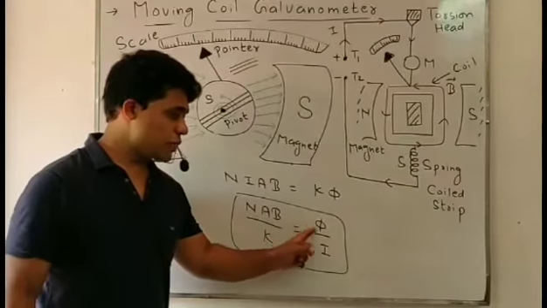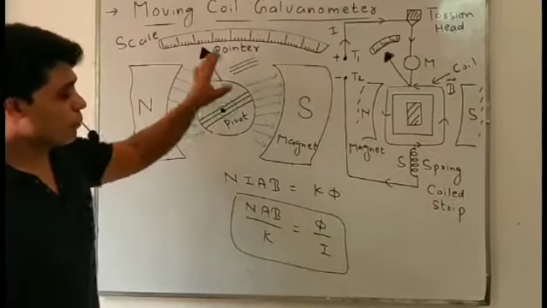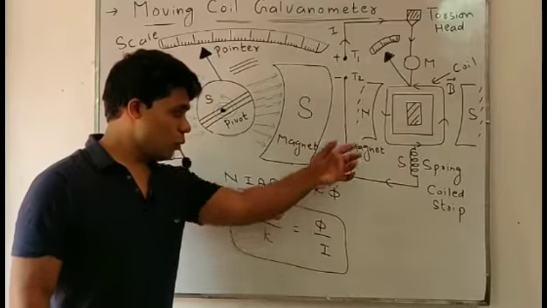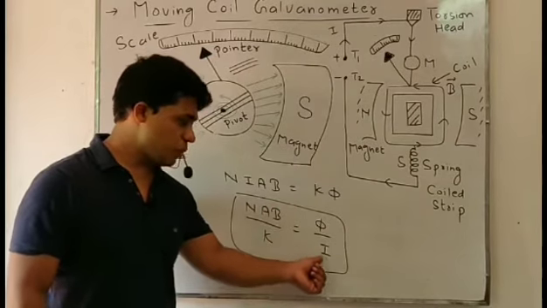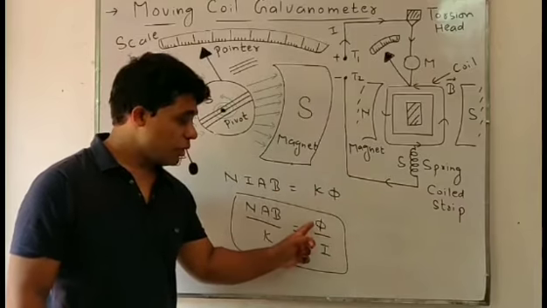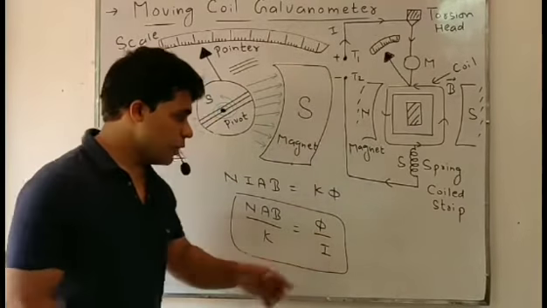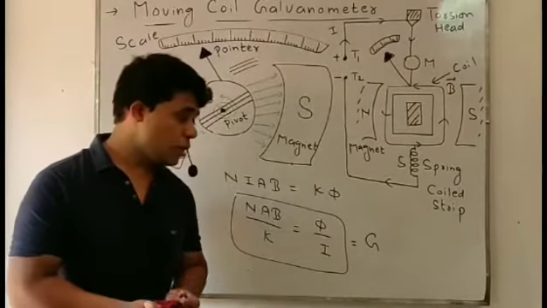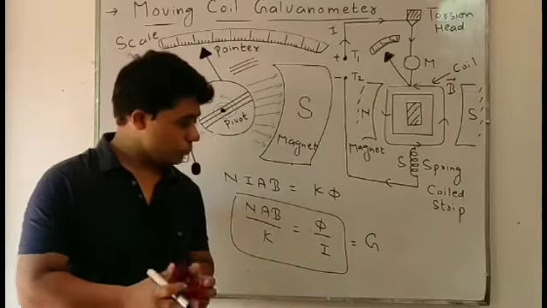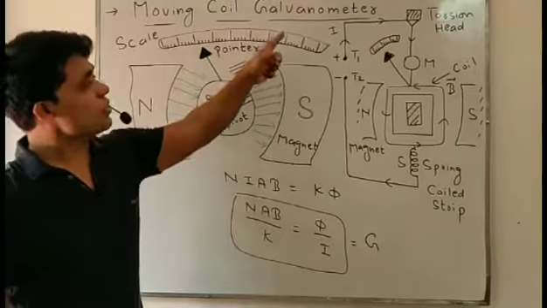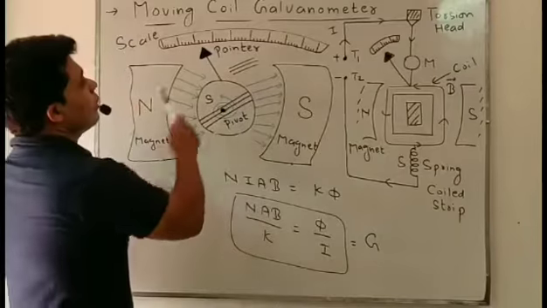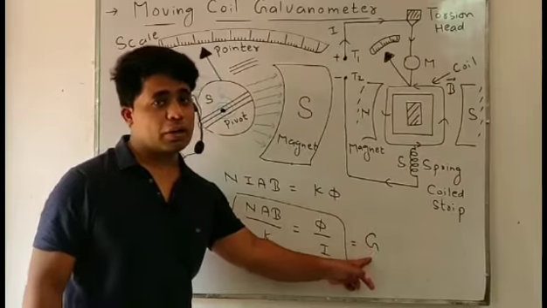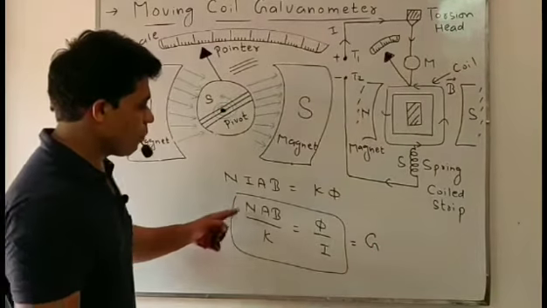Look at students. So deflection for unit current of the galvanometer is NAB upon K, where N is the number of turns, A is the area of the coil, B is the magnetic field, K is the torsion constant, I is the current, and phi is the angle of deflection. Deflection per unit current always remains constant. It is represented by G. That is called the constant for the galvanometer. When you flow the current, this pointer gives a large deflection. So deflection per unit current is said to be the constant for the galvanometer, represented by G, and having the formula NAB upon K.